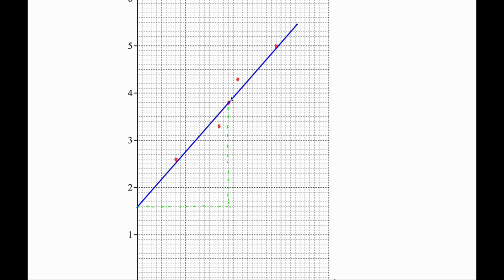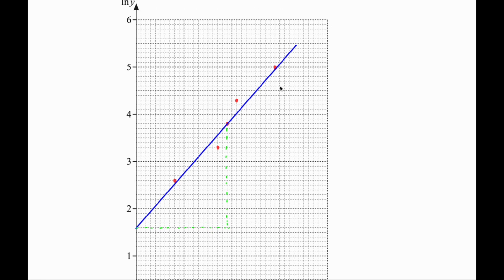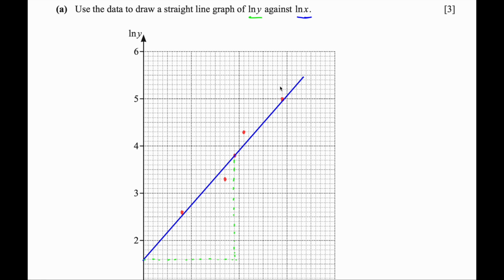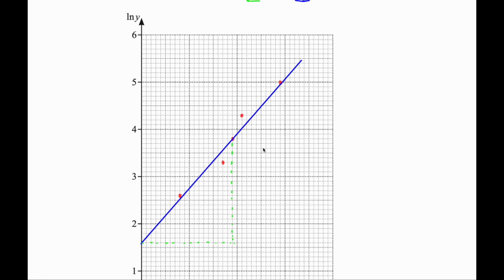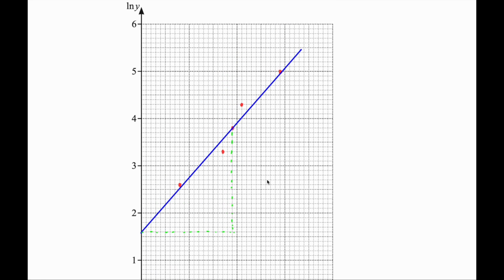The red dots are basically the ones that I just found, and then you have to draw the best fit line, obviously. I think this is quite an easy task. You just have to make sure the number of points above and below your line are equal. You pass through as many points as possible, and this is my straight line.